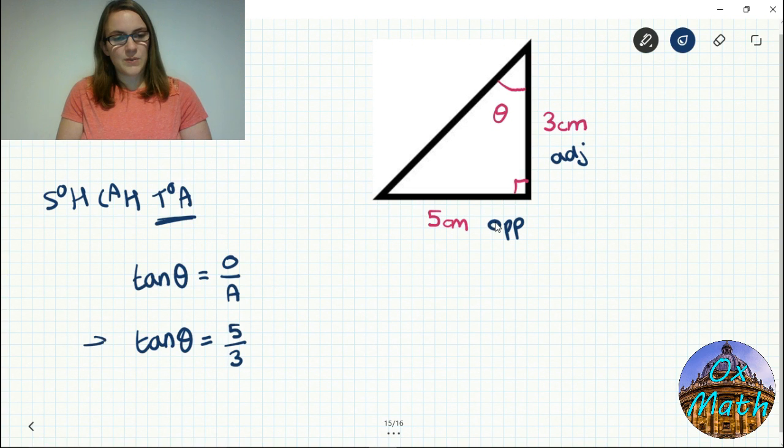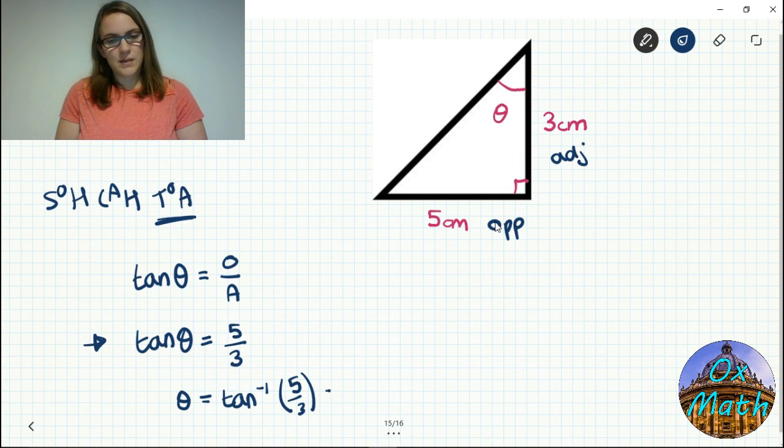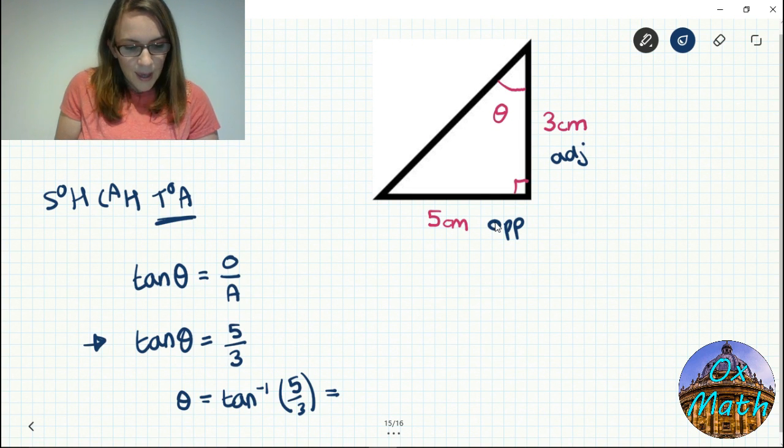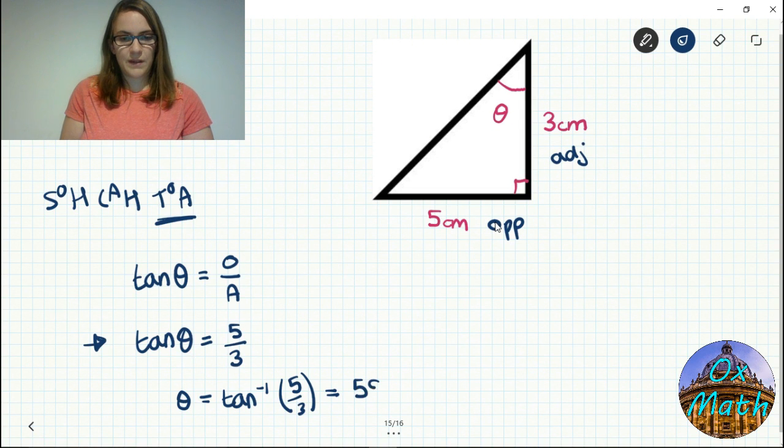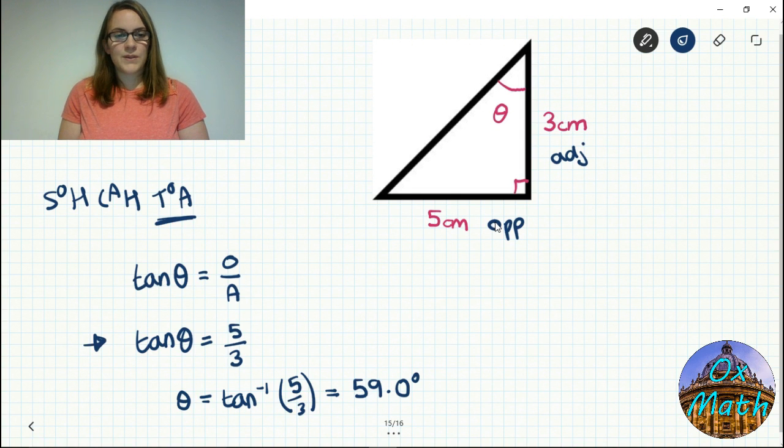So this equation tells us what tan of the angle is, but we want to know the actual angle, so we need to get rid of the tan. Remember, to get rid of a sine or cos or tan, you inverse it, which means that we inverse tan the other side, and it is written as tan minus 1. To get that on your calculator you do shift tan. So tan minus 1 of 5 over 3, type that into your calculator, and that'll give you 59.0 degrees.